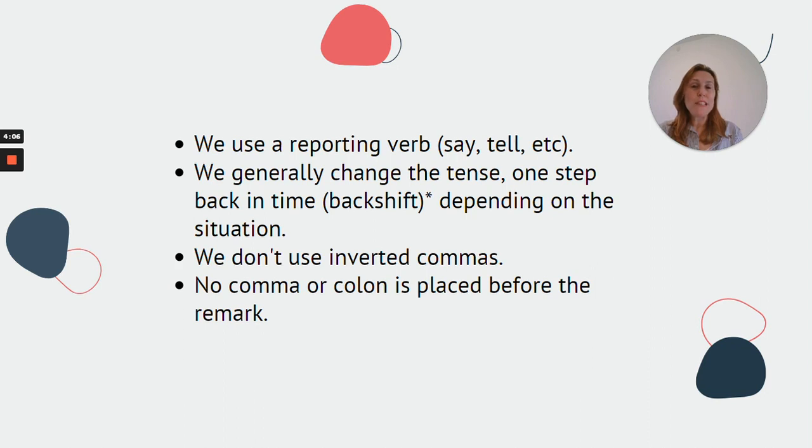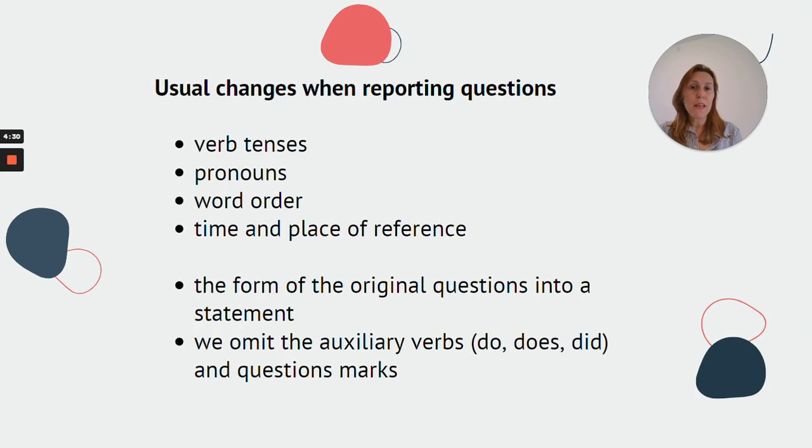We have already seen that we use a reporting verb, and that we generally change the tense one step back in time. We call that backshifting, depending on the situation. We don't use inverted commas when we report, and no comma or colon is placed before the remark. Now, that was about statements.